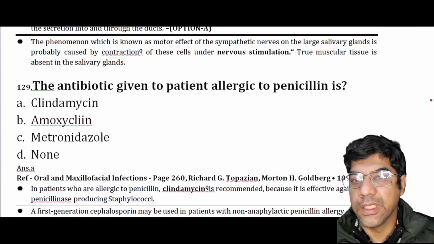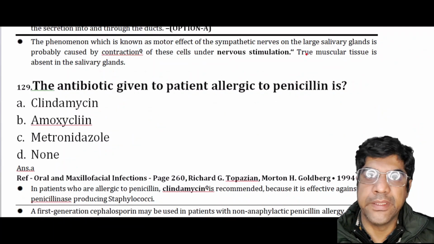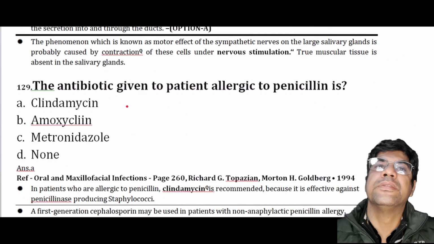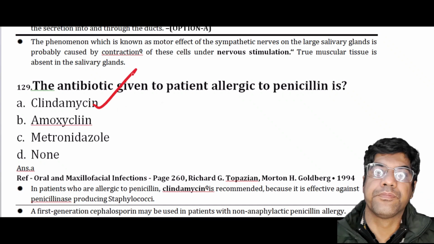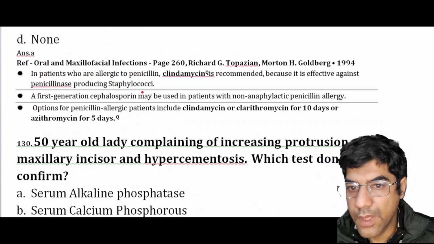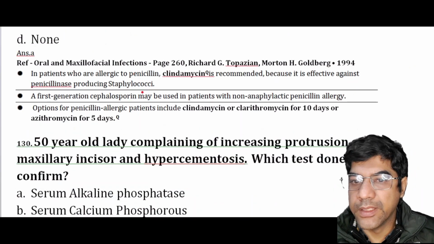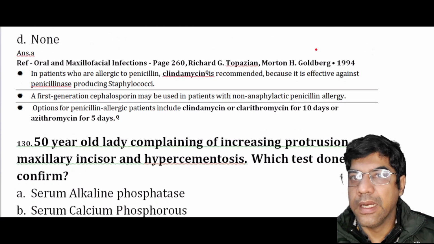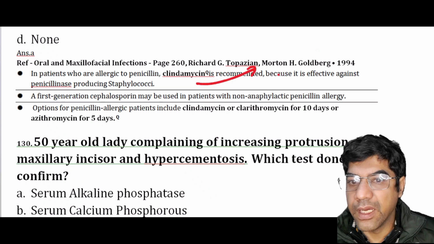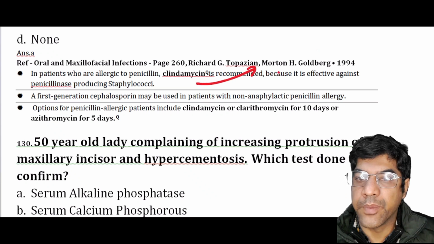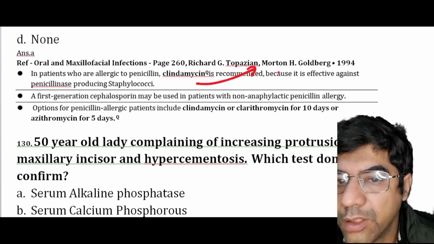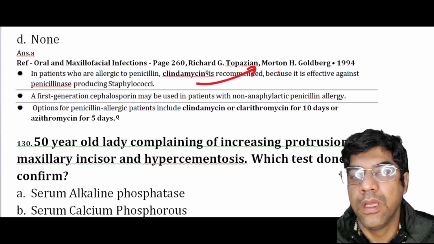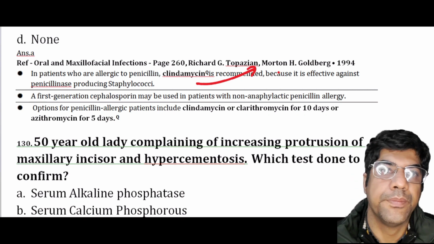Coming to the next question, antibiotic recommended for patient who is allergic to penicillin is clindamycin. Now the patient who are allergic to penicillin, clindamycin is recommended as alternative. Clindamycin, remember, it's effective against penicillinase-producing staphylococci. So in case of penicillin allergy, remember clindamycin is suitable antibiotic option.